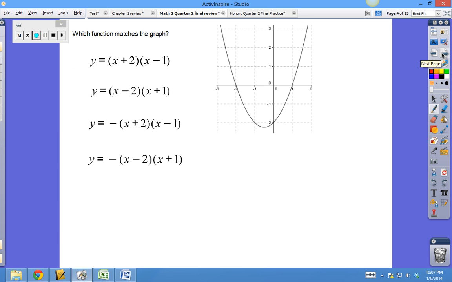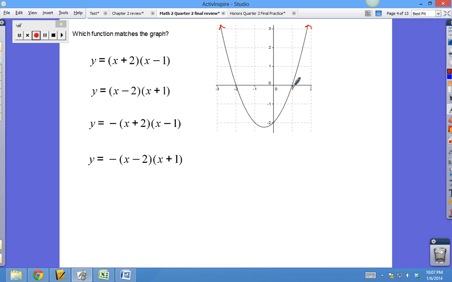Okay, what about multiple choice? If I give you a picture, can you tell me which one it matches up with? So look at your zeros. Look at your roots right here. Your roots happen at 1, 0 and negative 2, 0.